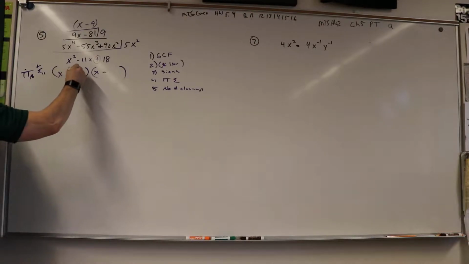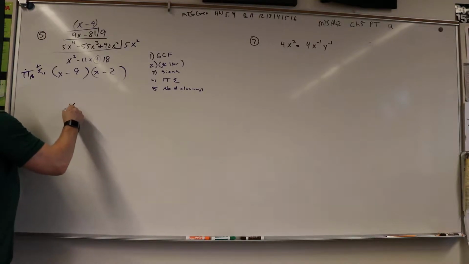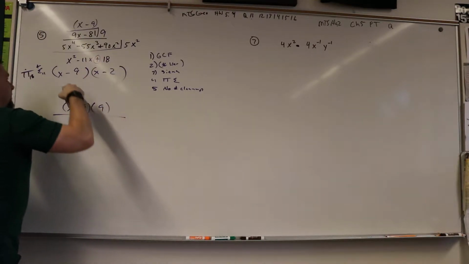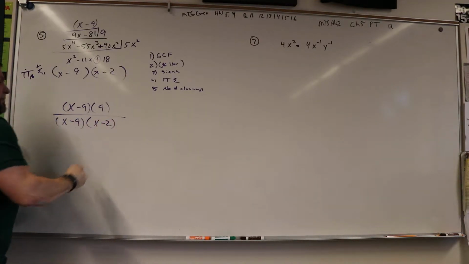9 and 2, and they add, right? So, 9 and 2, and it's important to put the big number first. I know it doesn't matter on this one, but on difference problems it really matters. So don't get caught up putting them in the wrong order, believe me. Big number first, it'll work out in the long run. So now we're going to rewrite these. I have x minus 9 times 9 over x minus 9 times x minus 2.